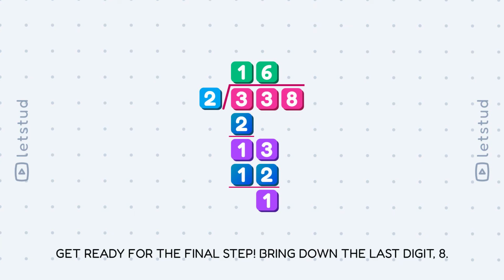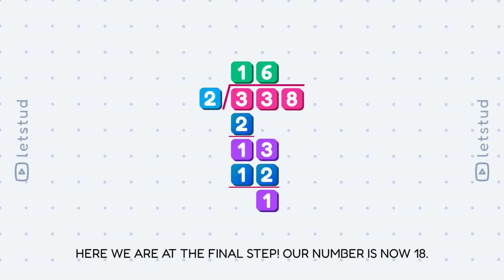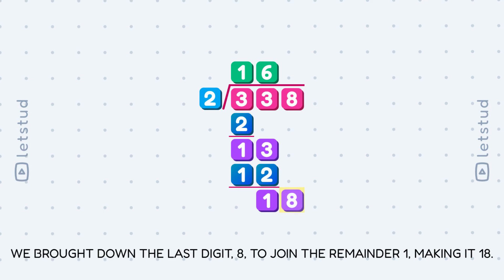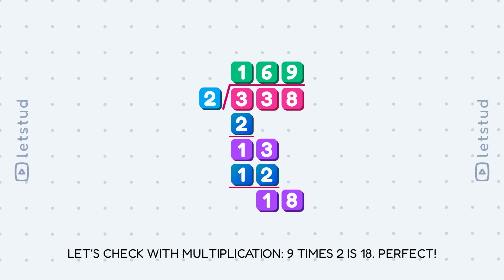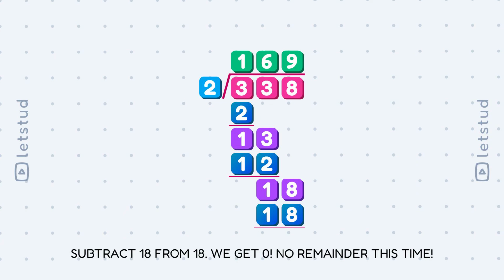Get ready for the final step. Bring down the last digit 8. Here we are at the final step. Our number is now 18. We brought down the last digit, 8, to join the remainder 1, making it 18. How many times does 2 go into 18? It's exactly 9 times. Write 9 in the quotient. Let's check with multiplication. 9 times 2 is 18. Perfect. Subtract 18 from 18. We get 0, no remainder this time.